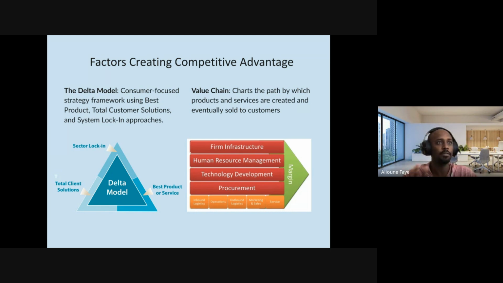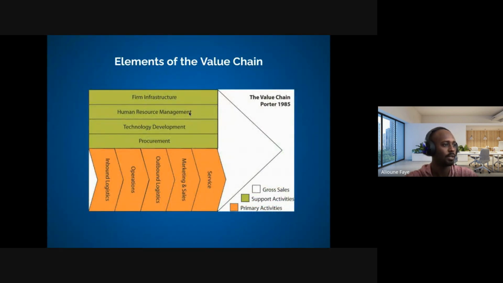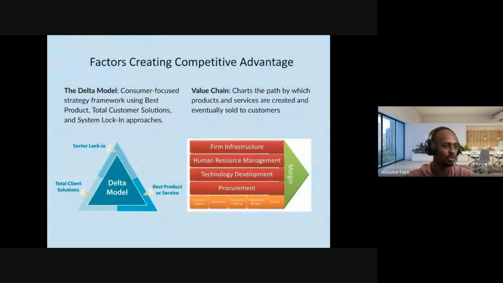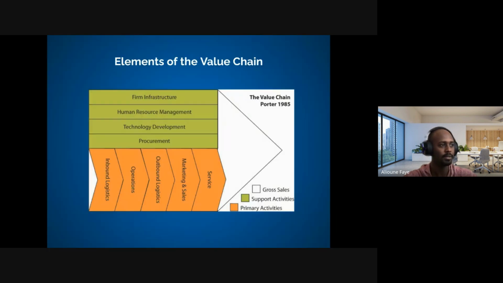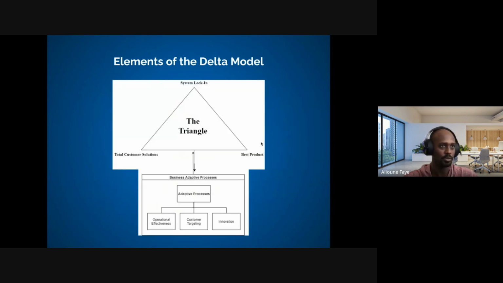Okay, so I've explained to you, hopefully it makes sense, but these are two factors that can create competitive advantage in your firm: system lock-in and Porter's value chain. And so this is more in depth. We can also delve deeper on Wednesday for this, but it's really straightforward. It's similar to what I just showed before. These are all the elements of the value chain. Yeah, so support activities, primary activities in orange, and your gross sales, and your goal is to maximize your revenue.